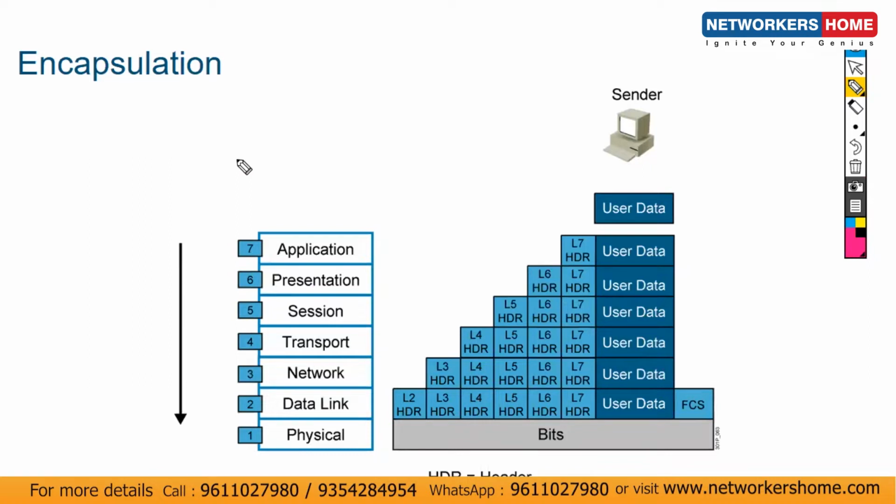What is the encapsulation process? It always happens on the sender side. So this is about application. When your data comes from L7 to L6, then L6 to L5, then 4, then 3, then 2, and then 1 layer, that is the process. On each and every layer, a header is added. That process is encapsulation.